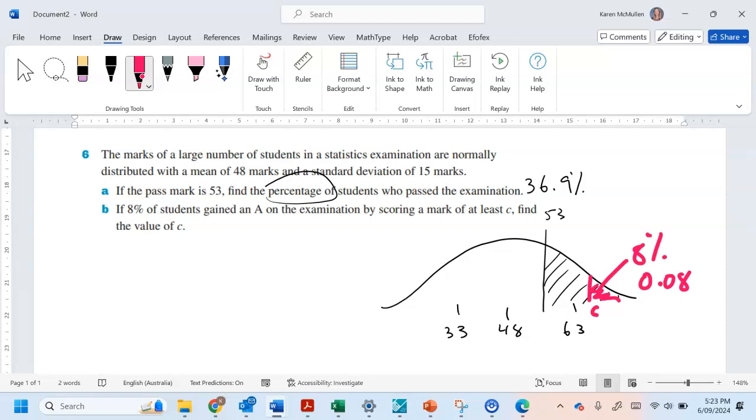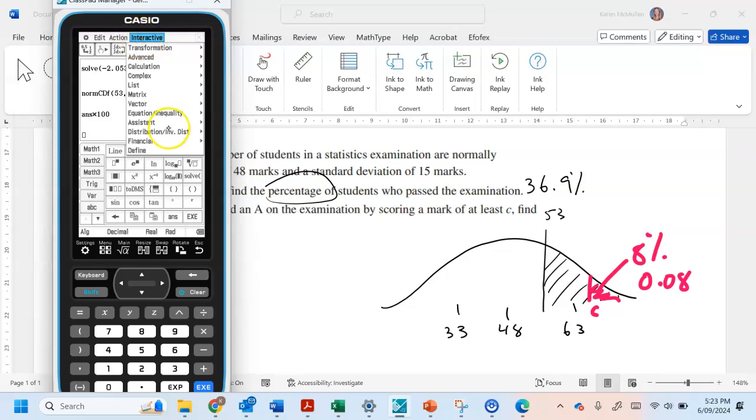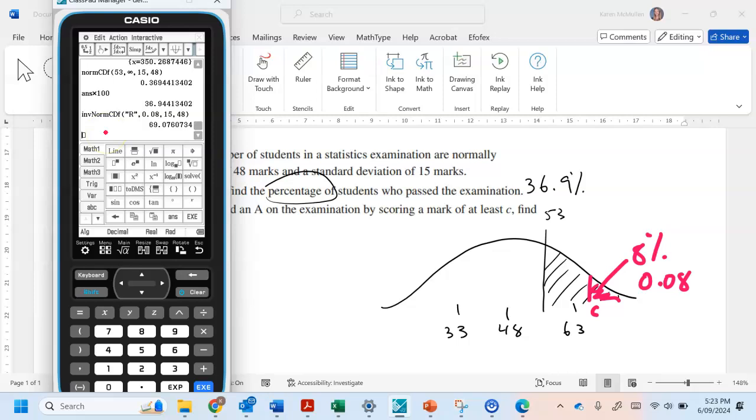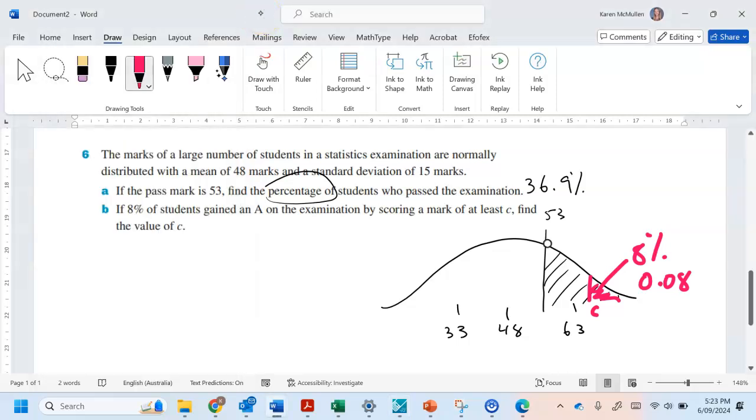And remember, when you're finding an X value or a Z value, we've got to use inverse normal. So interactive, inverse normal. So this time we're at the right end. Our probability is 0.08. And we do have to change the standard deviation and mean because we're finding the X value, not the Z value. Alright, so your standard deviation was 15 and your mean is 48. So C is equal to 69. To get an A, 69%.